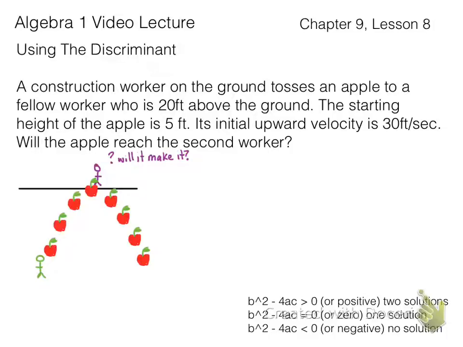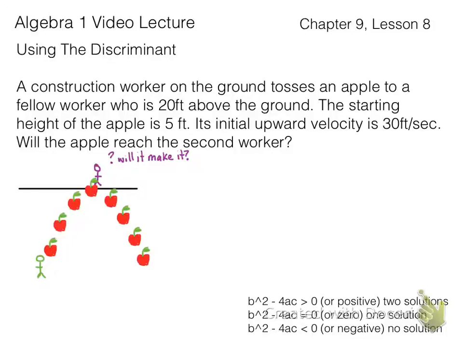I don't know. So, let's talk about what this looks like if I were to put this on a graph. Well, the purple dude, who's up on the ledge, is basically where I want my x-axis to be, because I want to know if my parabola, the path of the apple, is actually going to hit where he is. Is it going to go above it? Is it going to hit it just barely? Or is it going to not make it at all?